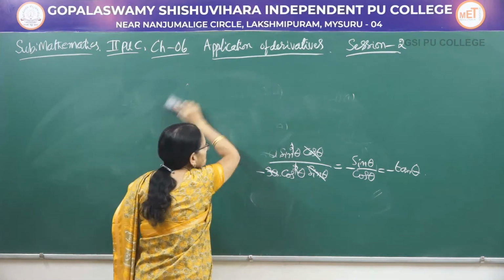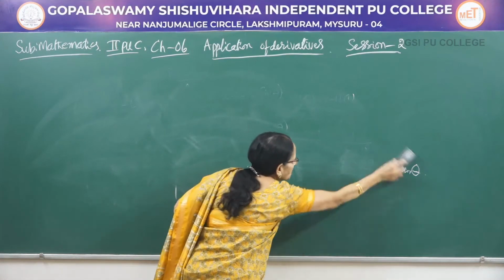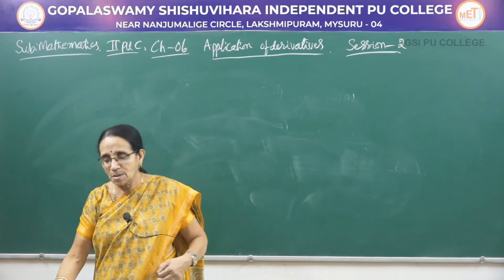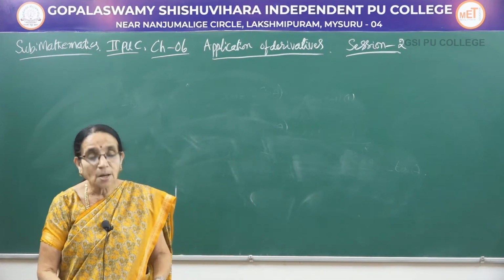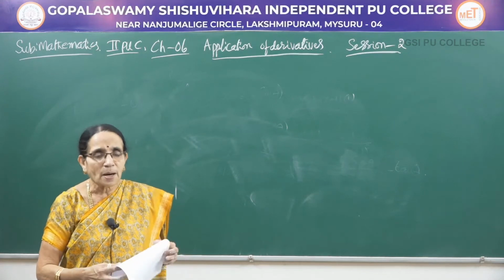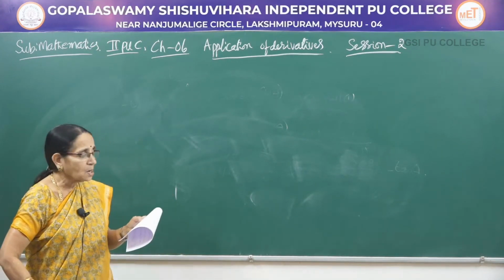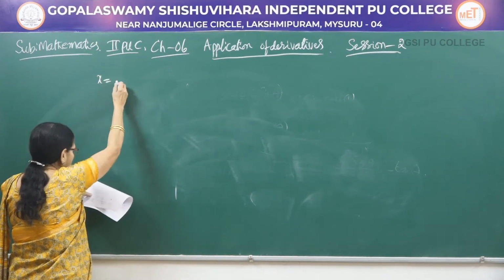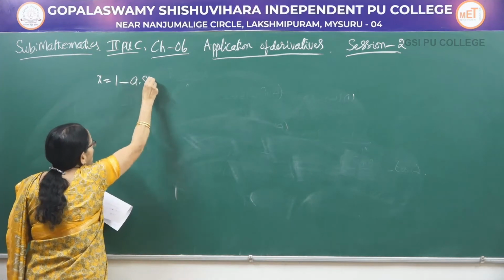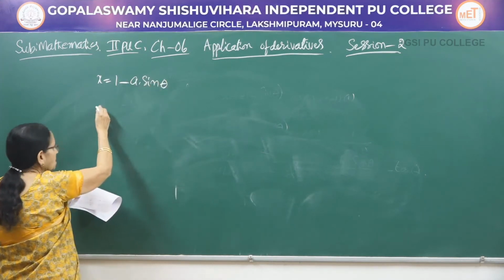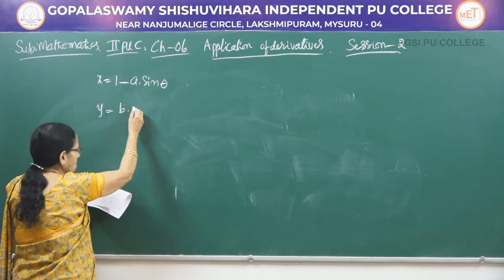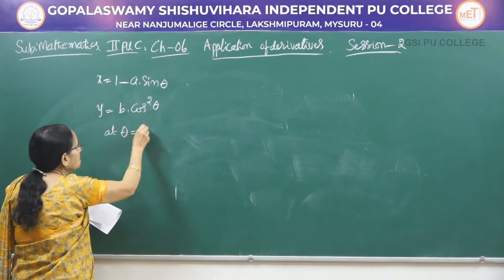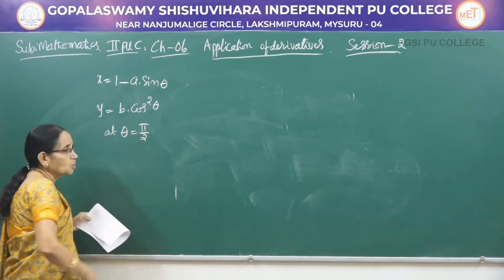Now let me consider another problem where again I am getting the slope of the normal. I am interested in finding the slope of the normal. Here also I am giving you a parametric function. So find the slope of the normal to the curve x is equal to 1 minus a into sin theta and y is equal to b into cos square theta at theta is equal to pi by 2.